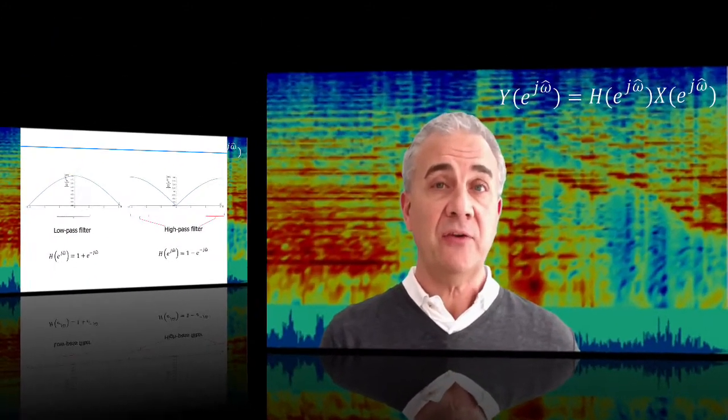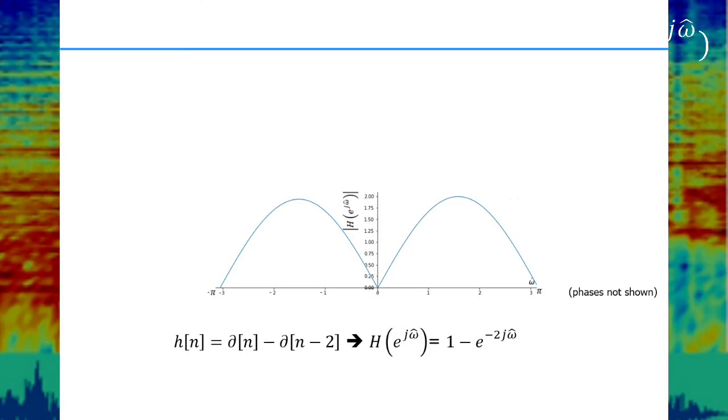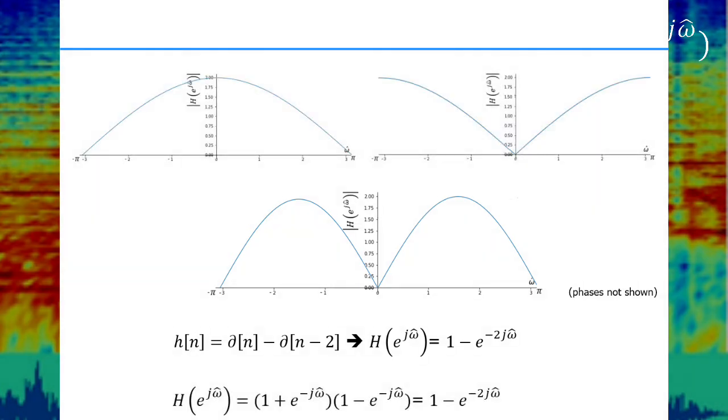If we concatenate these two filters, the overall impulse response is the convolution of the two individual impulse responses, as we have seen in lecture 3, giving the overall impulse response of 1, 0, minus 1. Its frequency response is shown here, which can be calculated either as the DTFT of the impulse response 1, 0, minus 1, or as the product of the frequency responses of the two concatenated filters.